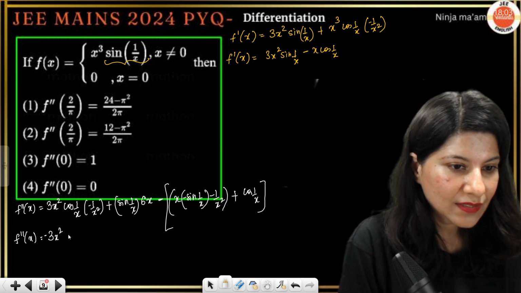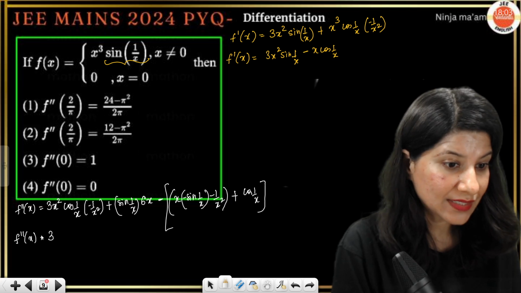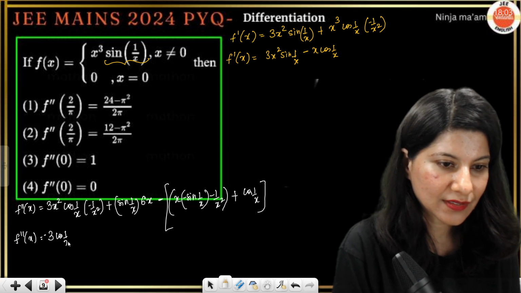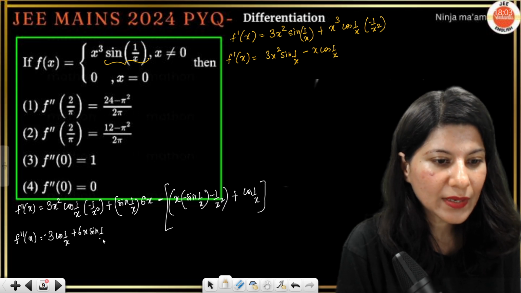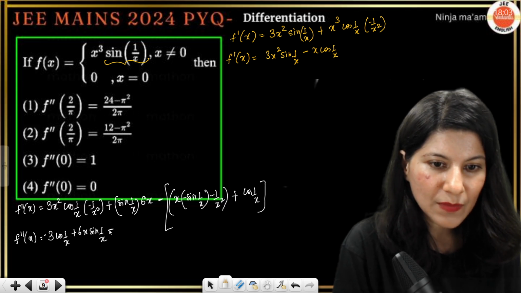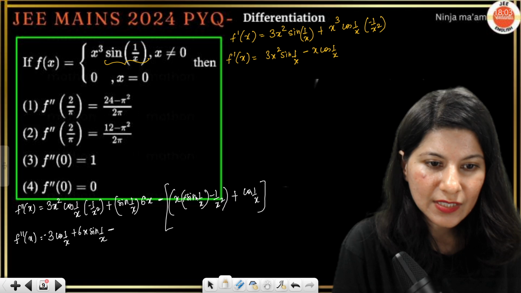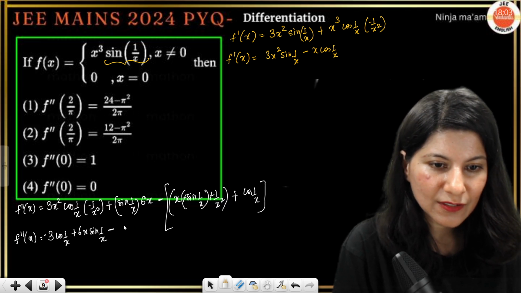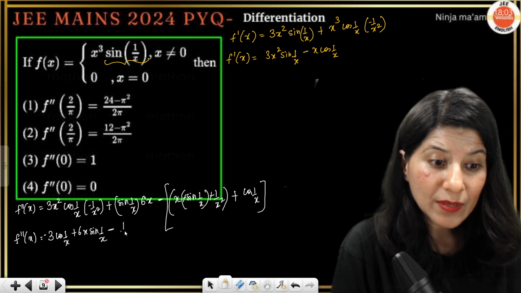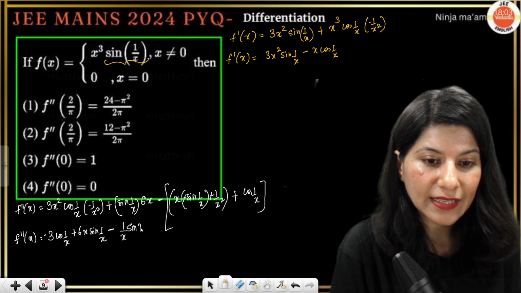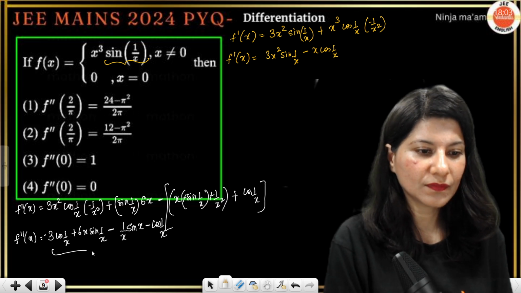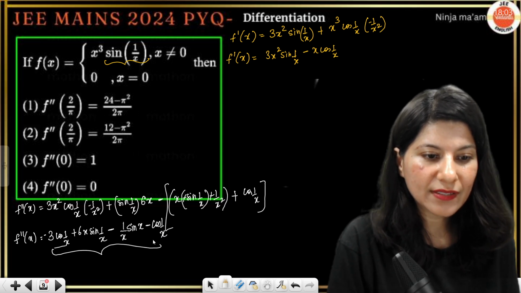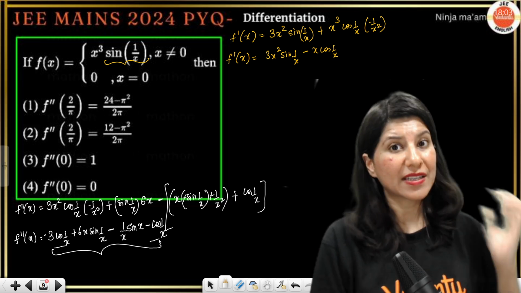Now f double dash x is coming out as 3x square into minus 1 by x square, that's minus 3 cos 1 by x. Then here we are having plus 6x sine 1 by x. Minus, this is minus becoming plus, and this is going to become 1 by x sine 1 by x. Minus plus minus again, cos 1 by x. That's it. This is your final. And these two are again like terms. So yeah, this is minus 4 cos 1 by x.